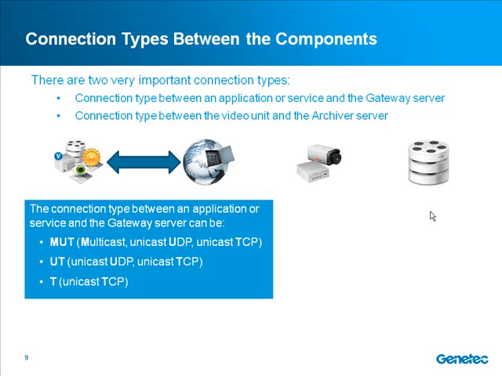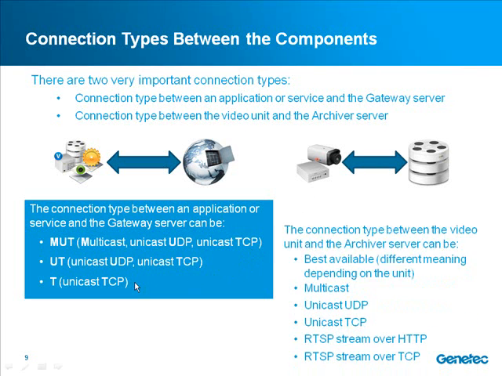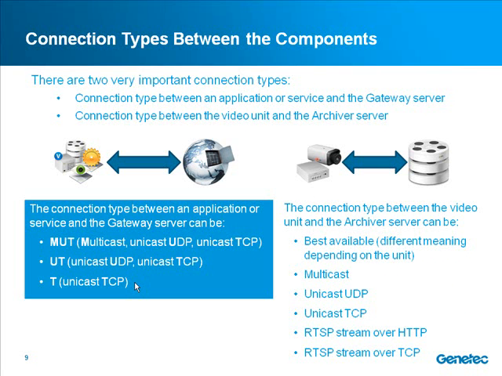The connection between an application or service and the gateway can either be in multicast, unicast, and TCP, in unicast and TCP, or just in TCP. There are other connection types that can be made between the video unit and the archiver server, depending on the network and what the video unit supports.